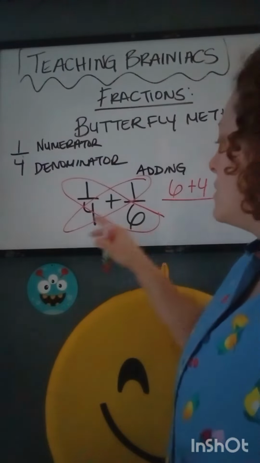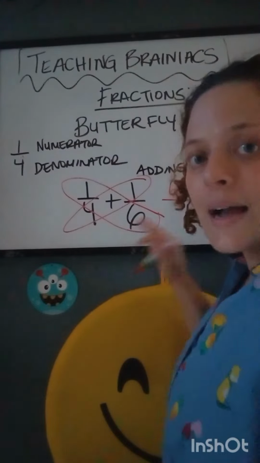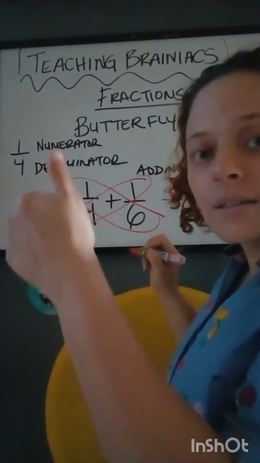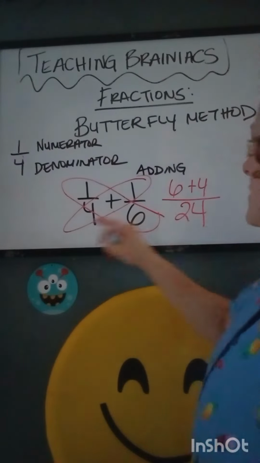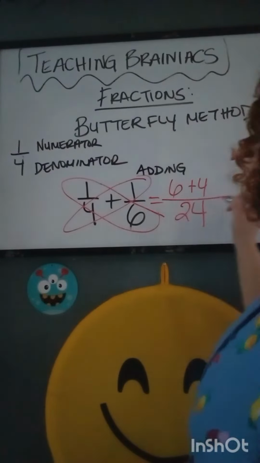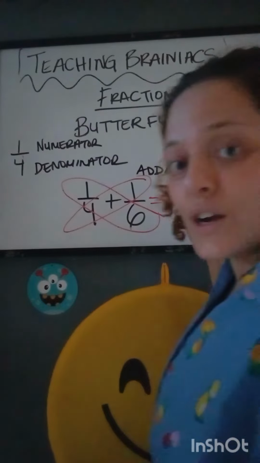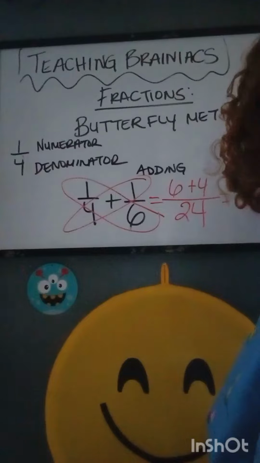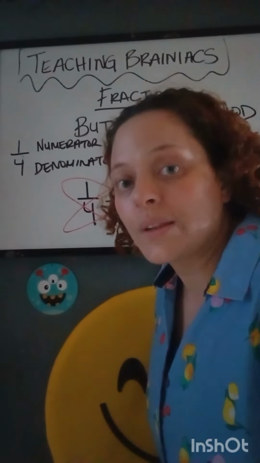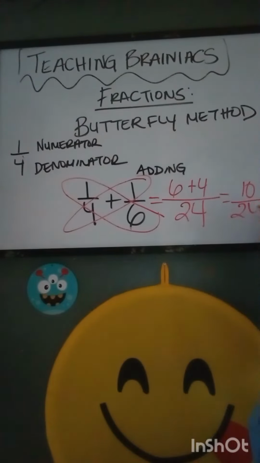And then 4 times 6, right? 6, 12, 18, 24. So when we multiply this, it's 24. And now guess what? We have to add our numerator, which is 6 plus 4, which is 10. And then we have the 24, which is down here.